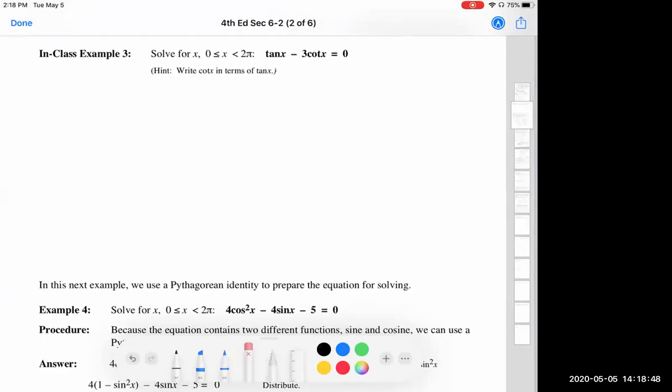Now the idea is you want to have the same thing for each term. So the fact that I have a tangent and a cotangent is a problem. So is there a way where I can make both of them either tangent or maybe cotangent? Go ahead and do example 3. I'll stop you at 2:21.